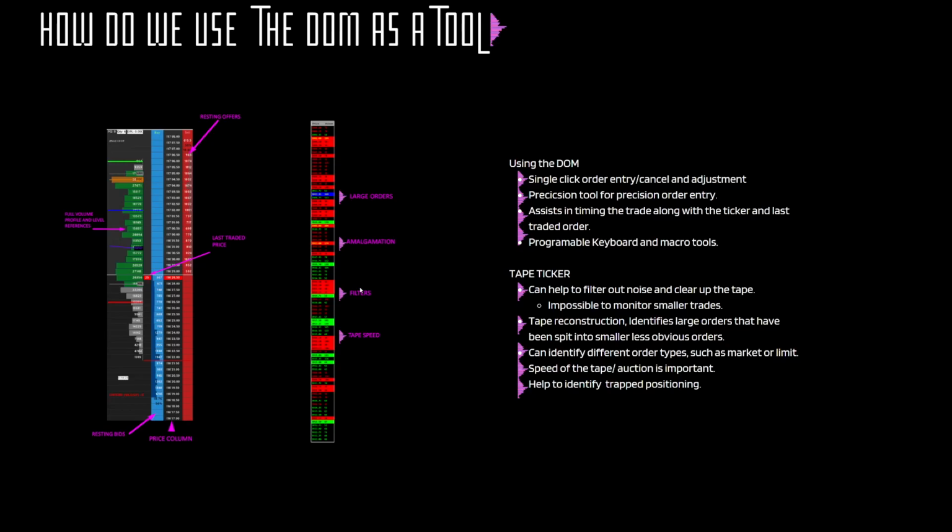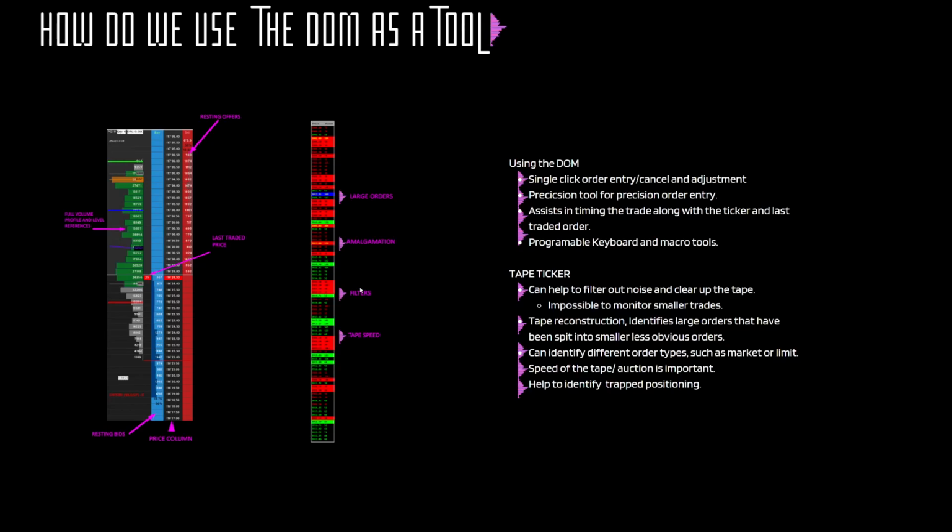And if you see multiples of the same size, that shows you there's a big guy or a big institution that is trying to execute and disguise that flow. So being able to reconstitute that tape is amazing and very useful, and lots of tools do it. Sierra does it really well. TT is another tool that does it really well, but it's very expensive. So the amalgamation of smaller hidden orders into a single large order is really important.